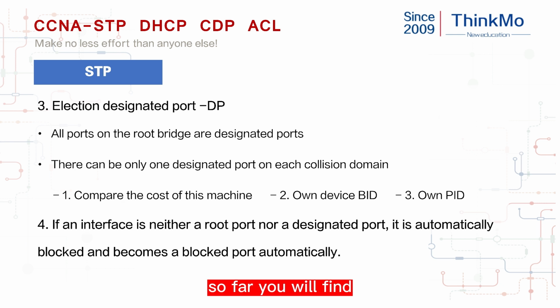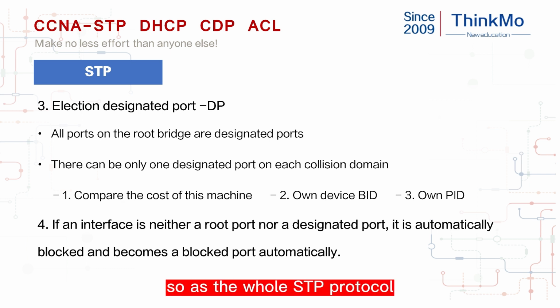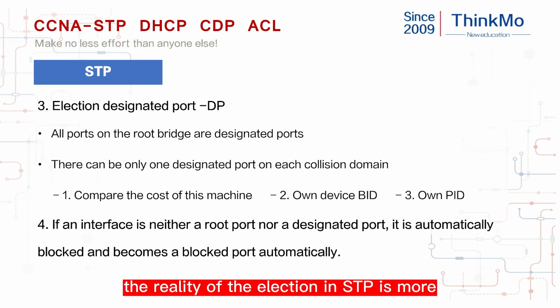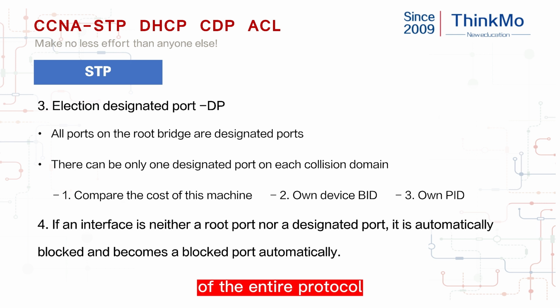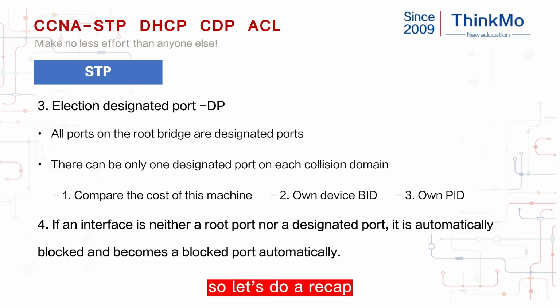So far you will find that if an interface is neither a root port nor a designated port, then it will automatically become a blocking port. So in the whole STP protocol, the election in STP is really done by blocking ports to complete the final effect of the entire protocol. After all the identities of all ports are determined, you can elect the last blocked port. This is also the last core content of the STP protocol. So let's do a recap. Choose the root bridge first.